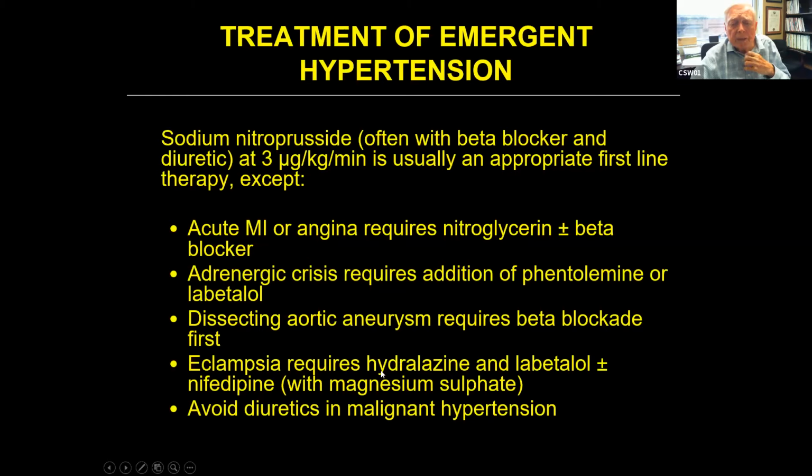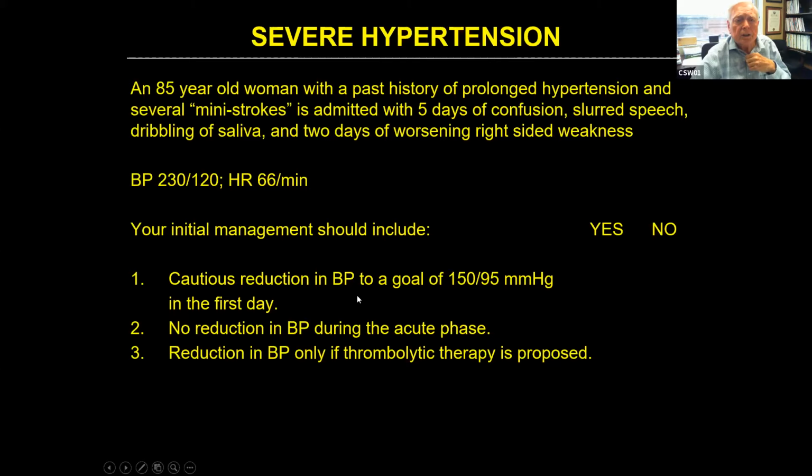Eclampsia is treated with hydralazine and labetalol, plus or minus nifedipine typically. And patients are often on alpha-methyldopa because they have pre-existing hypertension. And if there's any danger of developing true eclampsia with fits, the specific drug is magnesium sulfate. And avoid diuretics in malignant hypertension.